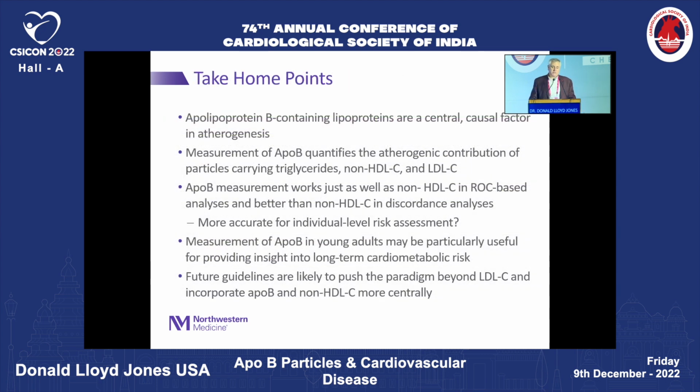So for take-home points, I would say ApoB-containing lipoproteins are a central causal factor in atherogenesis. They help quantify the atherogenic contribution of particles. They're carrying all of the types of things that we're concerned about, including triglycerides, non-HDL, and LDL. And at the population level, as I said, this is helpful, but at the individual level, I think it's particularly helpful. And I suspect that the guidelines are going to be moving in this direction, so it will behoove all of us to get more familiar with the measurement of ApoB and how it can help us with understanding risk in our patients.